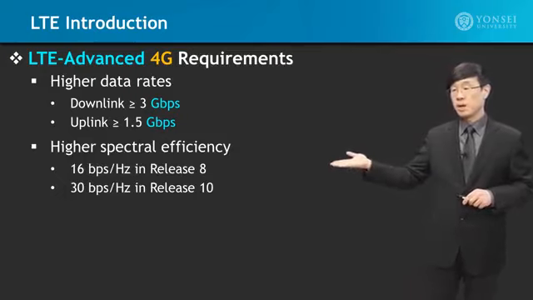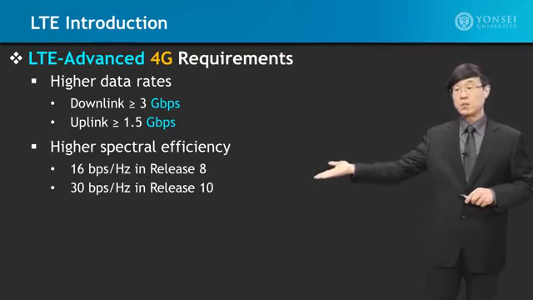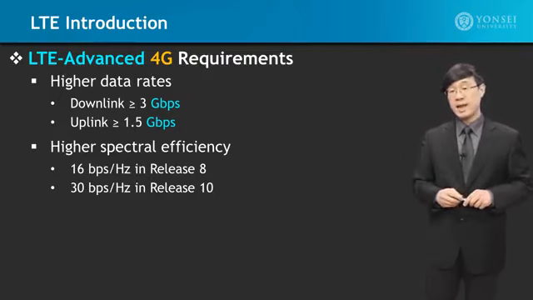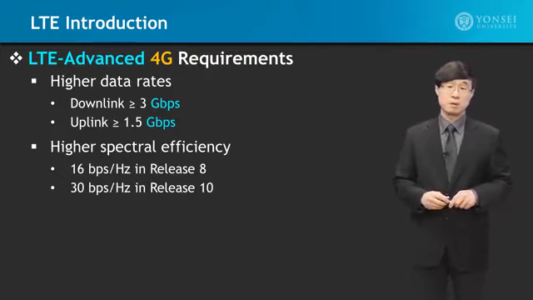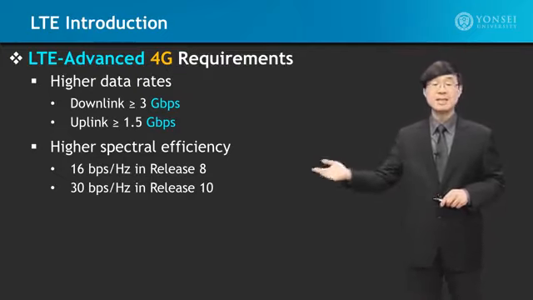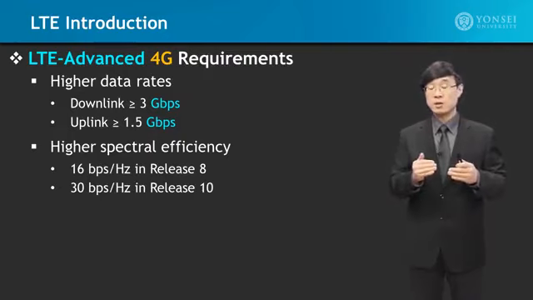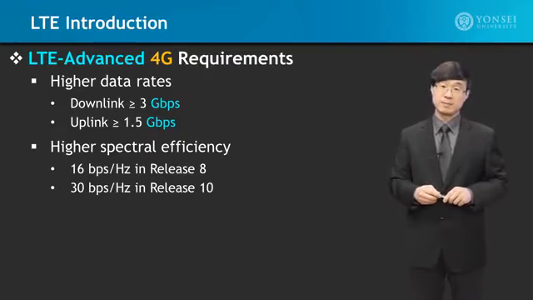In addition, based on Release 8, the spectral efficiency was at 16 bits per second per hertz, where the new Release 10 standards enabled it to go up to 30 bits per second per hertz. And these Release 10 standards are the core standards for LTE-A.